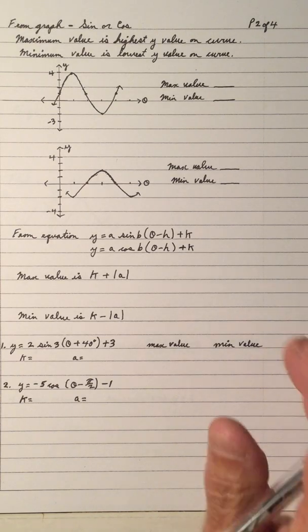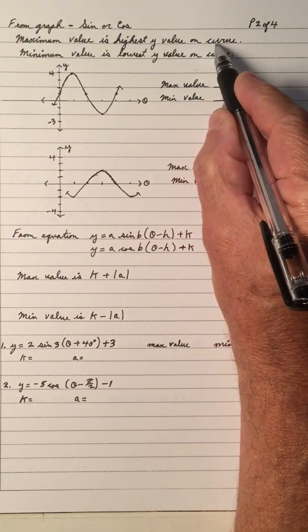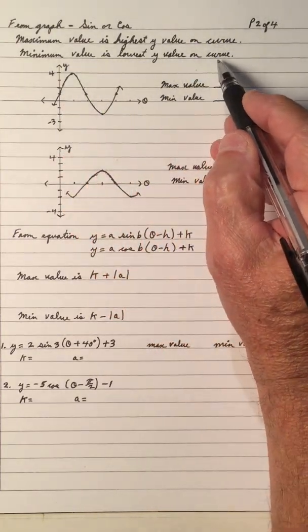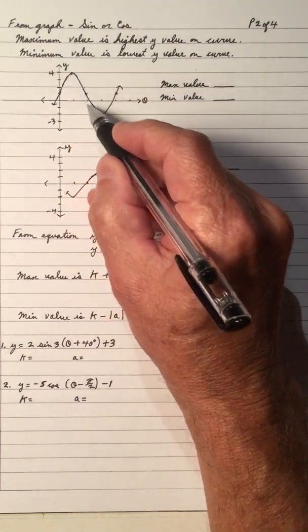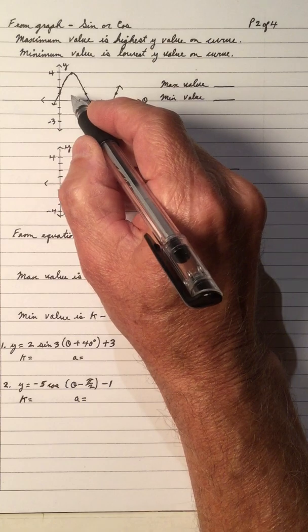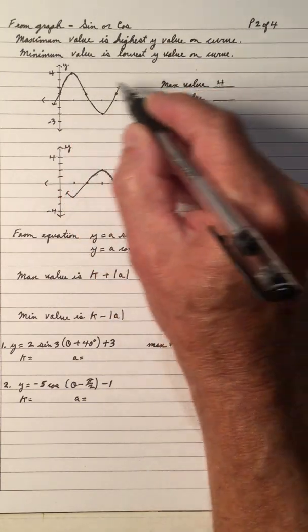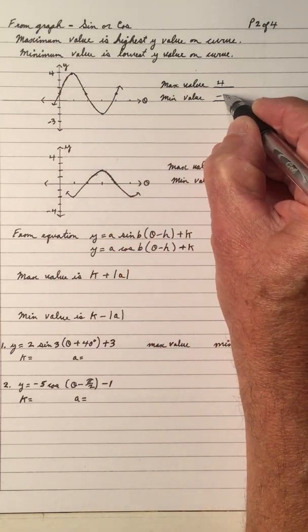From the graph of sine and cos, the maximum value is the highest y value on the curve. The minimum value is the lowest y value on the curve. So if you take this graph here, the maximum value is the highest one. The maximum value is 4. And the lowest one is -2.